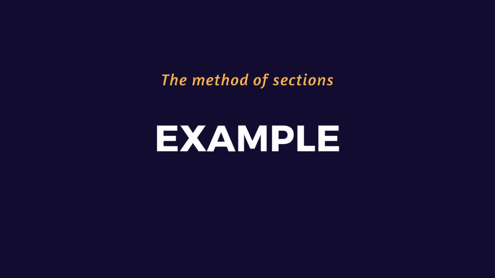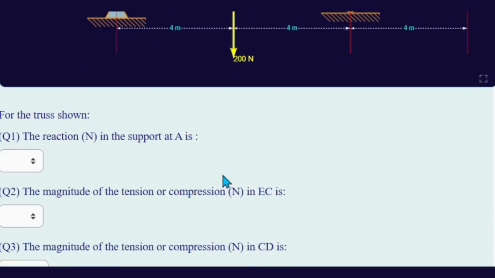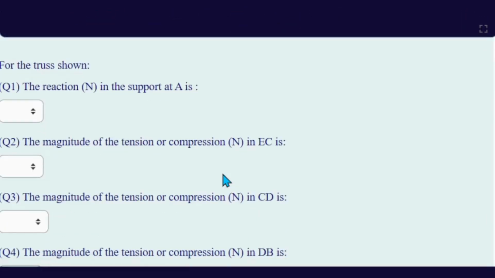Example, the method of sections. For the truss shown, determine the axial forces, N, in the members EC, CD, and DB.